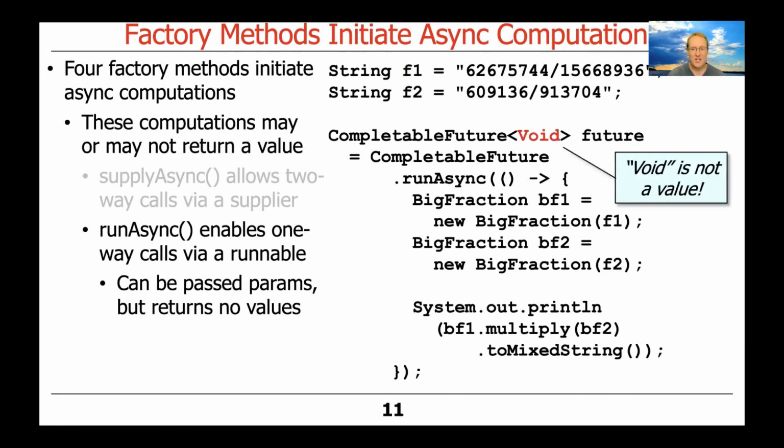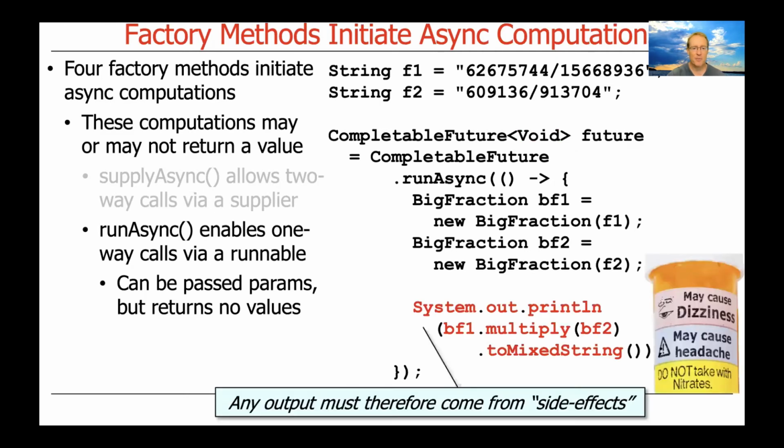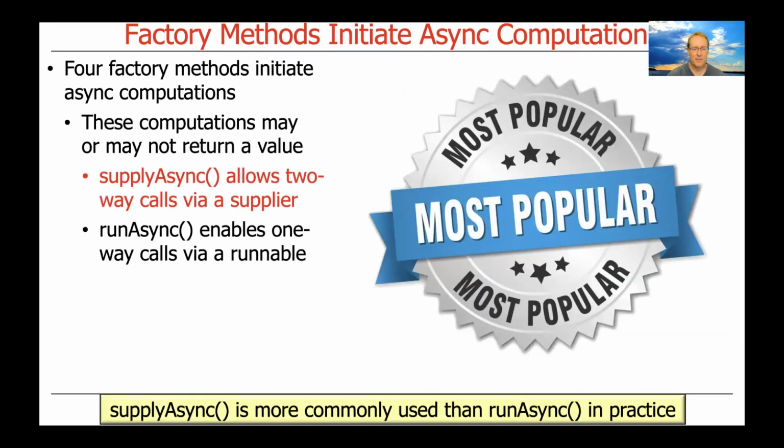Remember that void is not a value, so there is no return. We just need to put the capital V Void here as a placeholder for the Java type system, so it knows that there's a type, even though that type has no return value associated with it. And the only way you get results is through some kind of side effect.